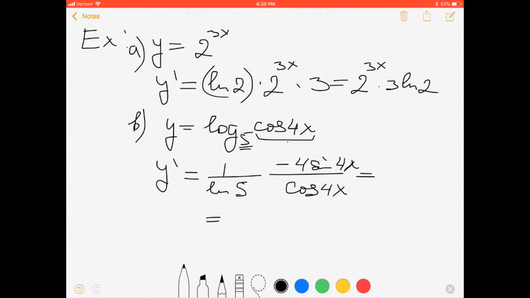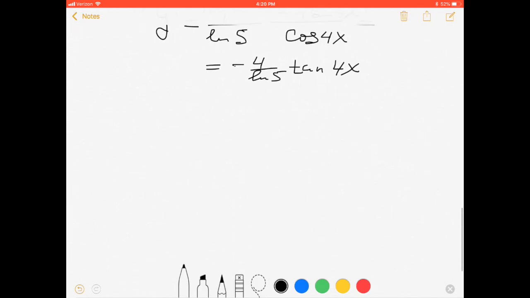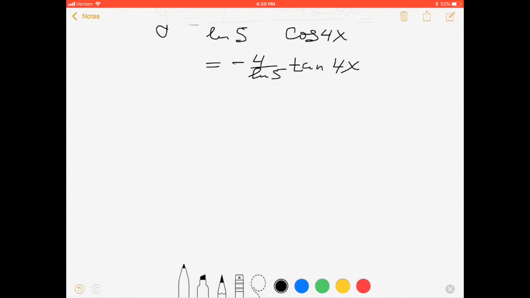If you simplify, we have minus 4 over ln 5 tangent 4x, because sine divided by cosine is tangent. Okay, great. Now a very simple example for integration.